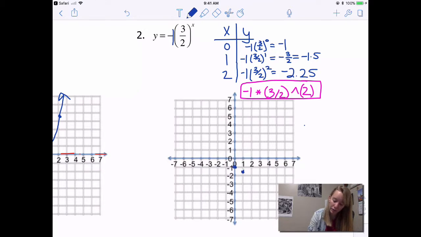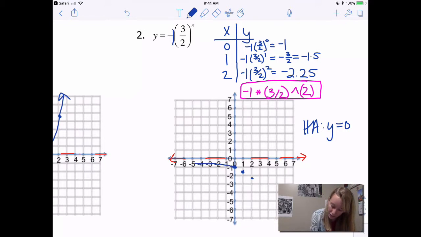1, -1.5 is on my graph, and then 2, -2.25 is on my graph. What I know is that my horizontal asymptote always has to be at y equals 0, so we can draw that. I draw it with a dotted line because it's not really on my graph, it's just kind of like a force field. So I can look at which side approaches the asymptote, which side connects the dots and keeps going.